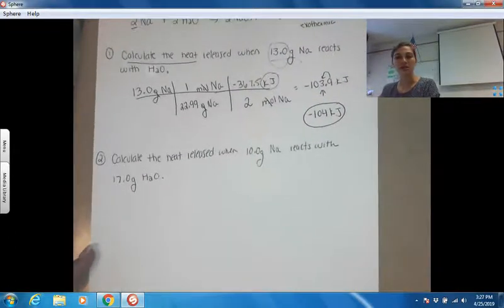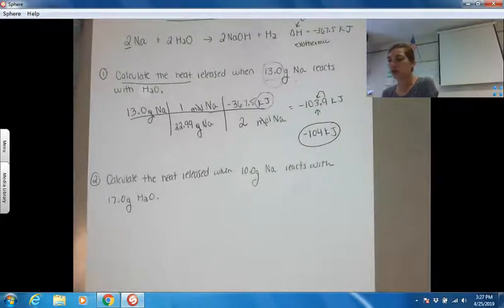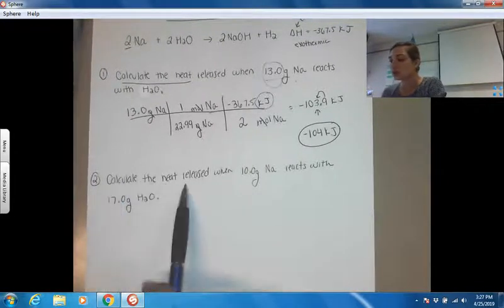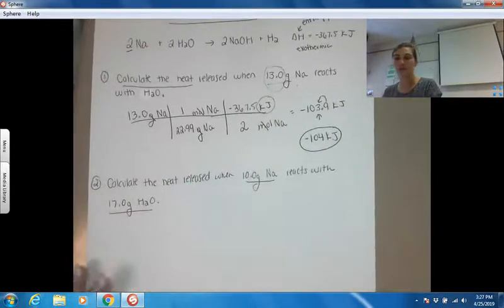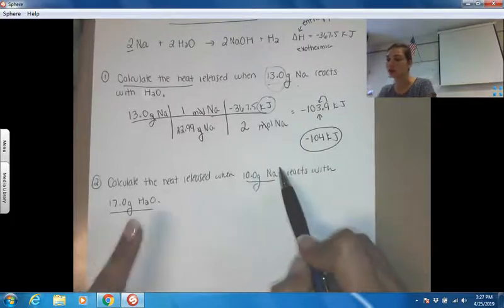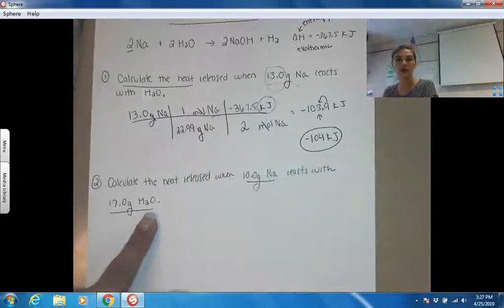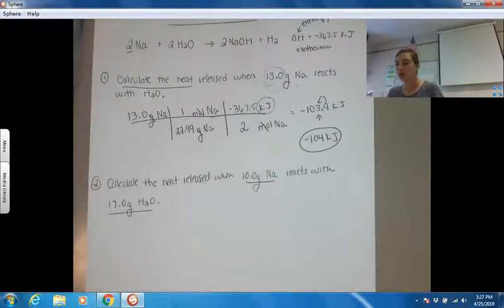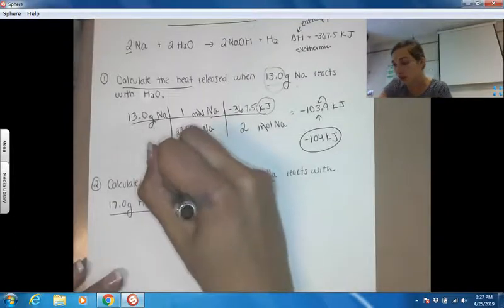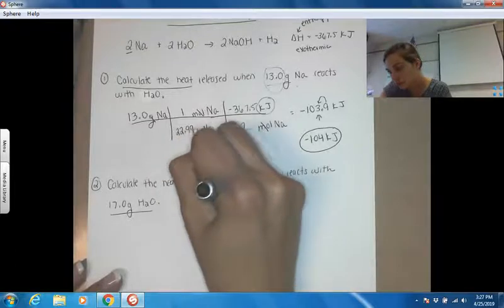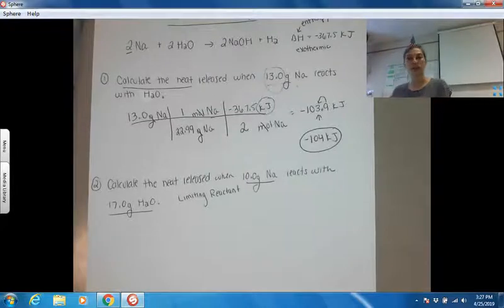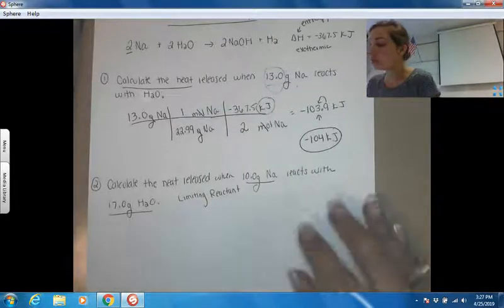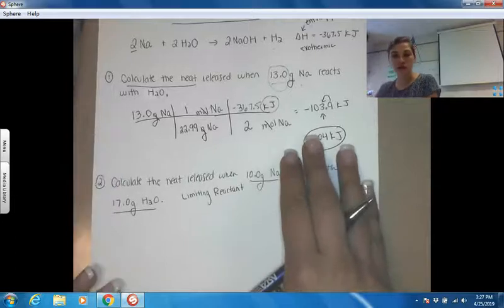But if we look at this next one, it's going to change a little bit. We're still going to use the same reaction though. It says calculate the heat released when 10 grams of sodium reacts with 17 grams of water. Here I gave you a value for sodium and for water, and those are both of our reactants. You should know that when you have 2 reactants, values for both of them, that means that you're doing a limiting reactant problem. We have to figure out which of these reactants limits the amount of energy that can be made. So we're going to set up a very similar set of conversion factors for this problem.